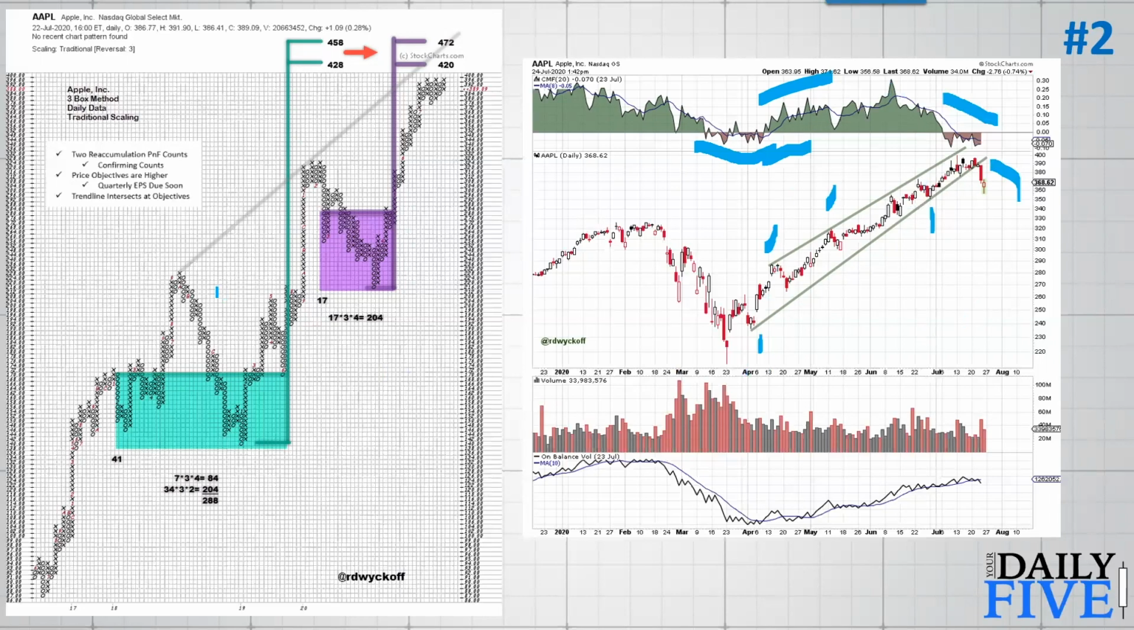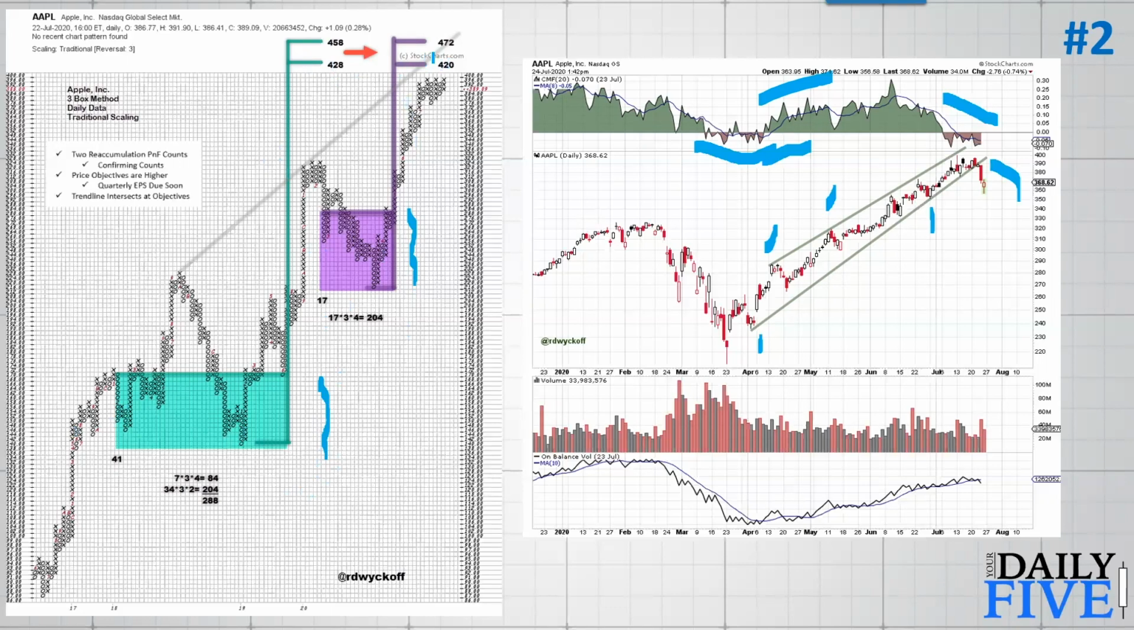So the other thing that is fascinating with Apple is this point and figure chart. Two reaccumulation counts here. And I'm going to talk more about this chart in power charting on Friday, but I'll just give you the high points of this. There's a count here in this reaccumulation in 2018 that goes 428, 454. Very impressive, because this is in the area of around 140 to 160 where this count was made. Big volatile count. And then it was confirmed here, another reaccumulation count that confirmed the larger count.